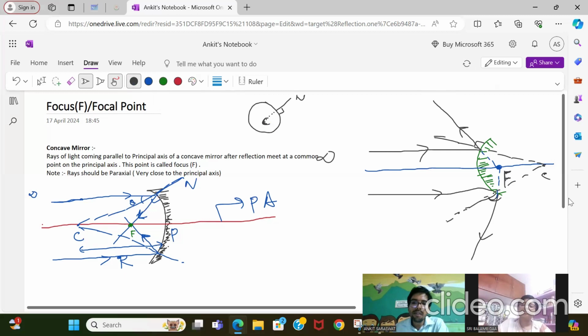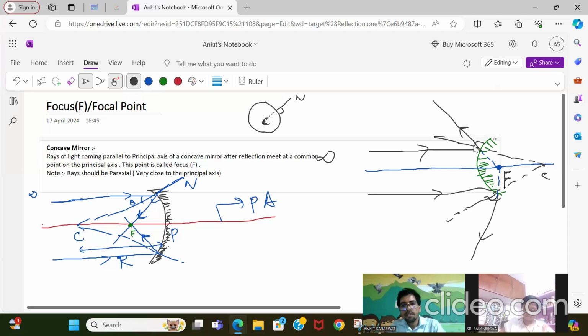Now tell me, is this a real focus or imaginary focus? Imaginary. Very good. So in case of a convex mirror, the focus is imaginary, while in case of a concave mirror, the focus is real.